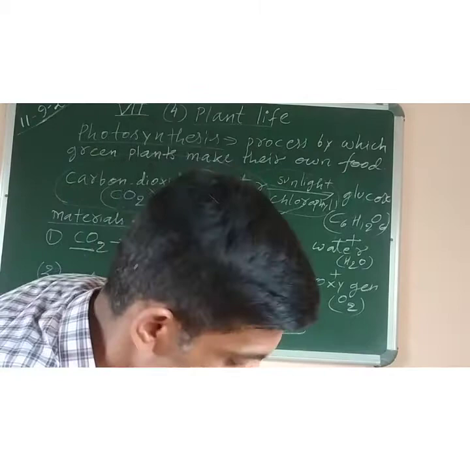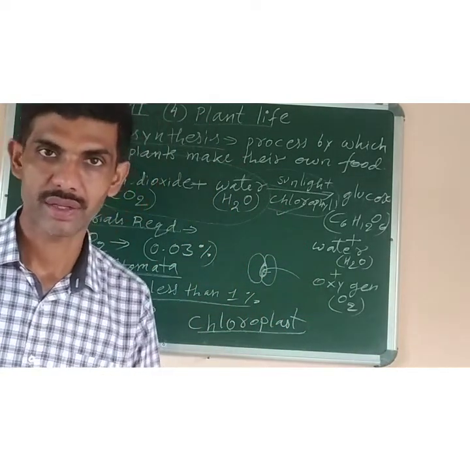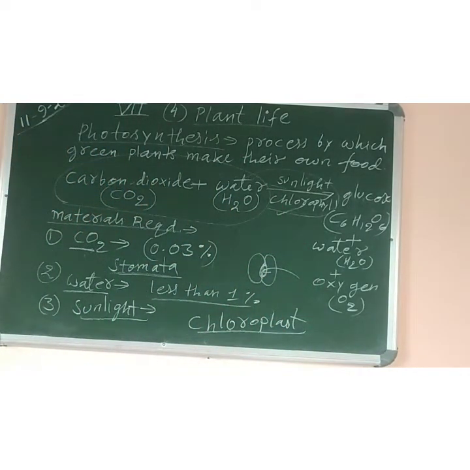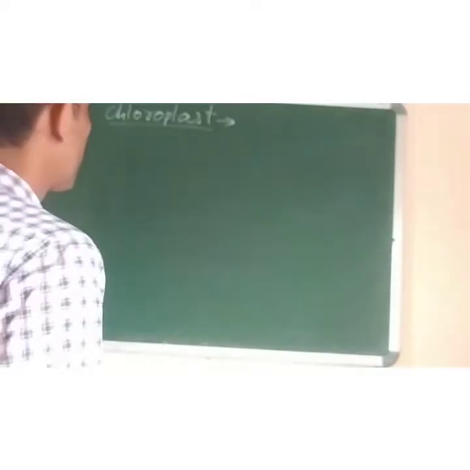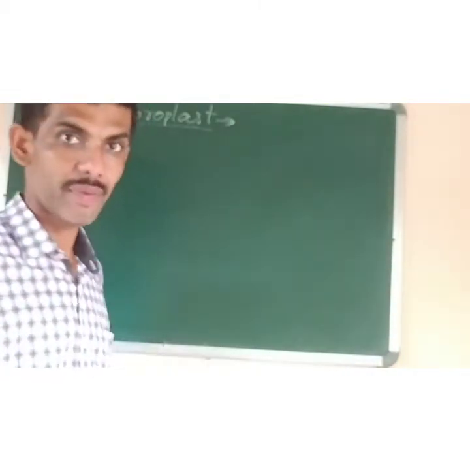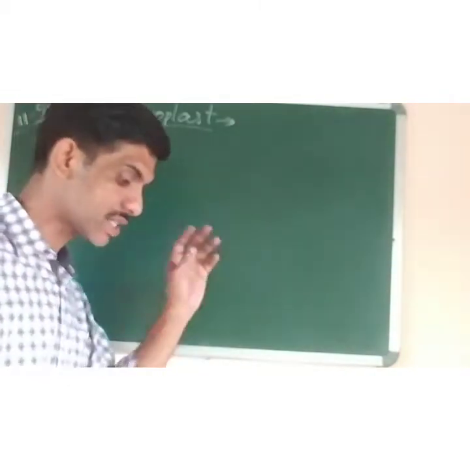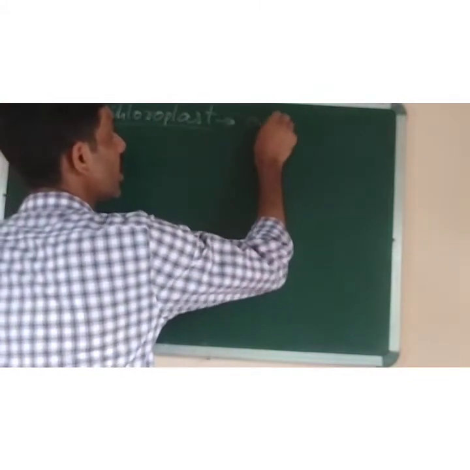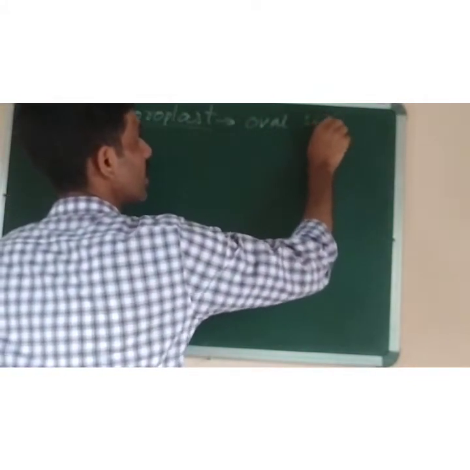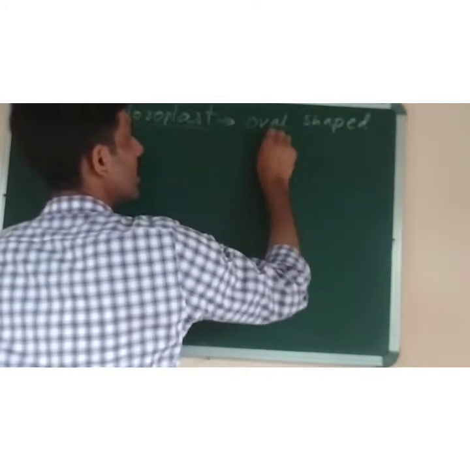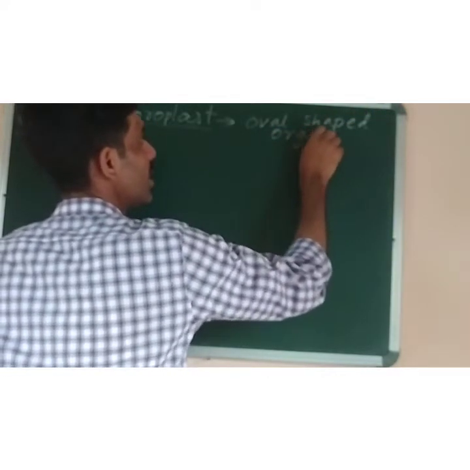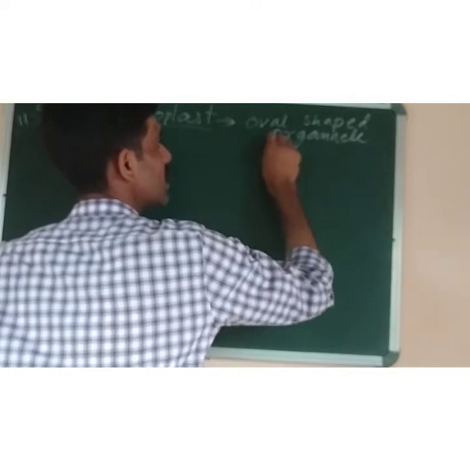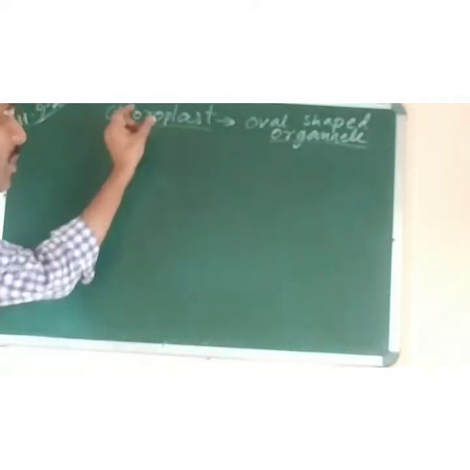So next we have to study the chloroplast. Okay, next we have to do is chloroplast. I will draw the diagram of chloroplast. What is chloroplast? It is an oval shaped organelle. Oval means round shaped organelle. You know what is organelle? The tiny organs present in the cells are called organelle, found only in plant cells.